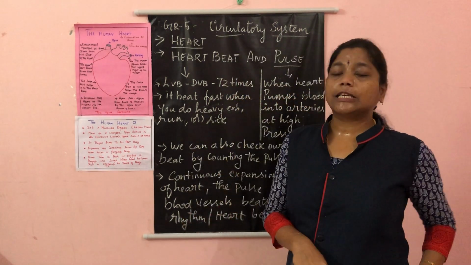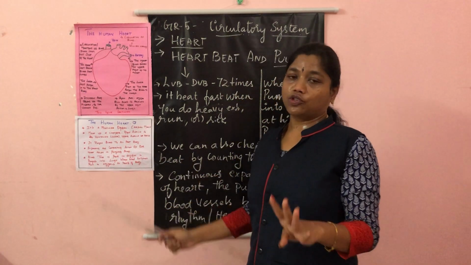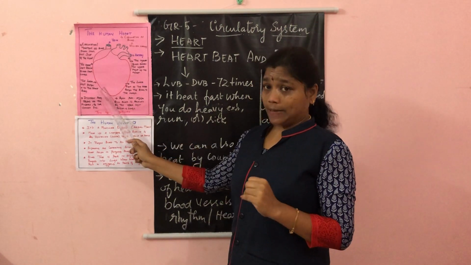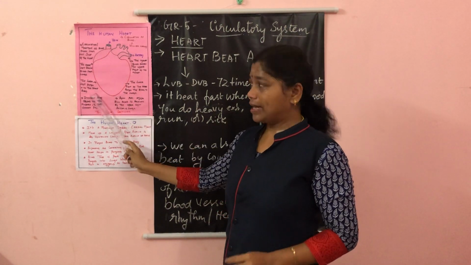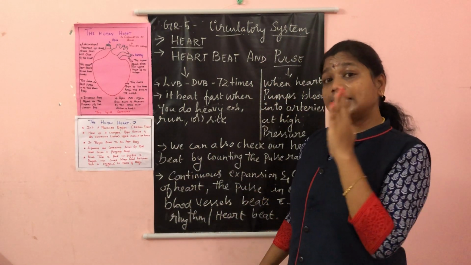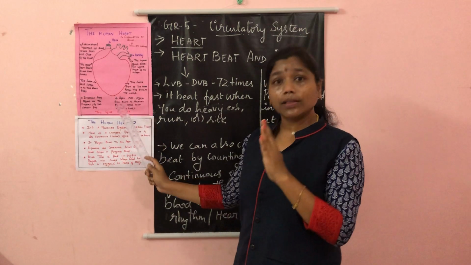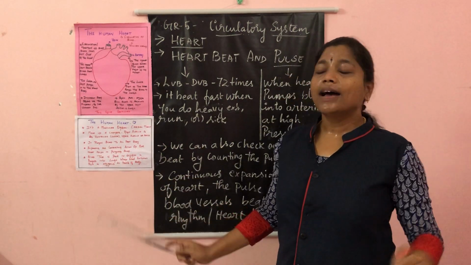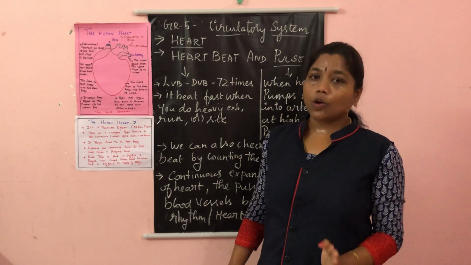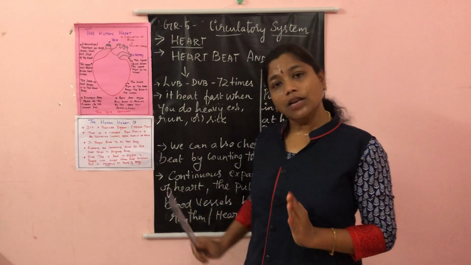As we discussed earlier, we have 4 chambers in the heart. Yes or no? Upper left, lower left, upper right and lower right. Okay, you will be studying in detail about all the parts of the heart in your higher classes. So for the basics, you have to know upper left, lower left, upper right and lower right.